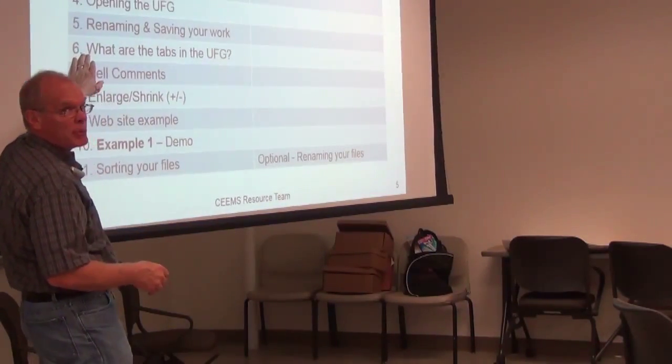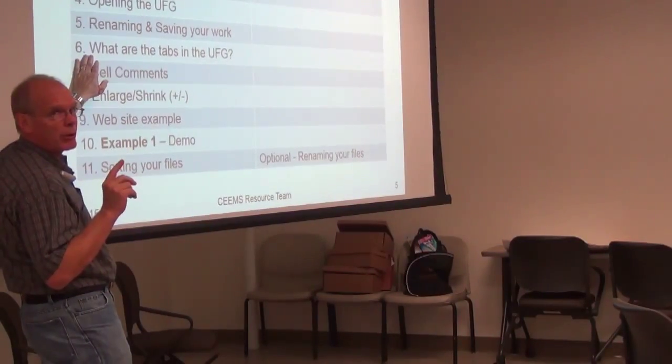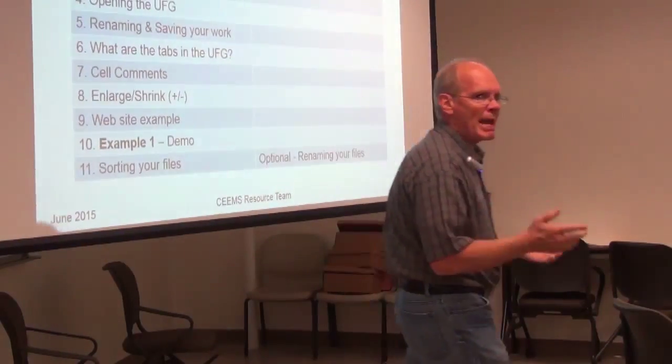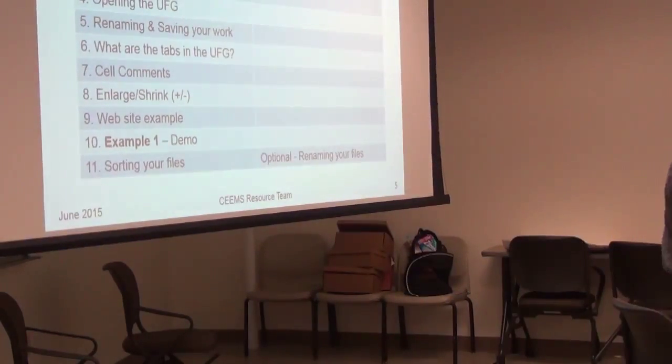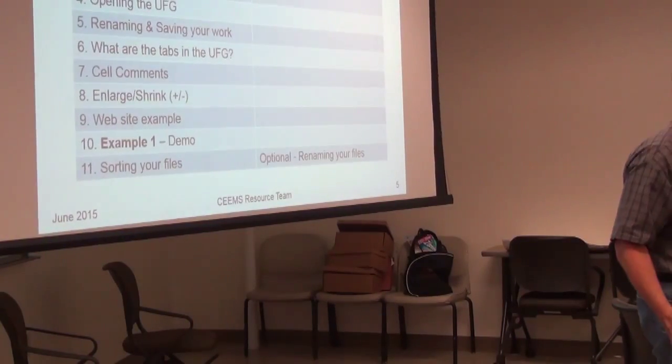Are you okay with the tabs in the unit file generator? We went over the first two. I'm not going to talk about the third one. What the third one is for is if you have to do a massive file renaming. Let's say you generate a list of 15 or 20 files.